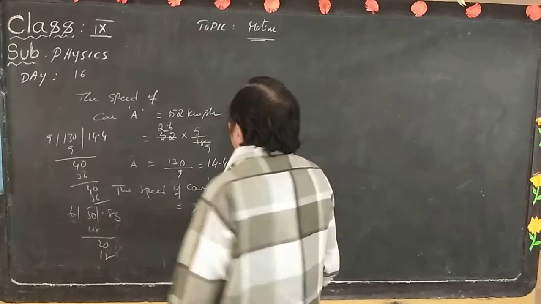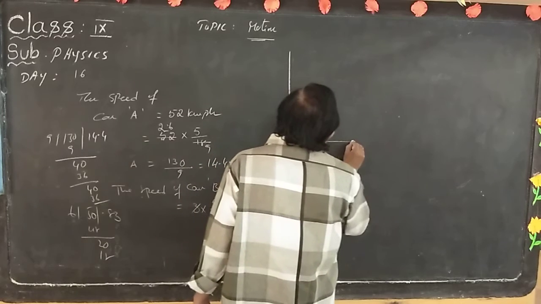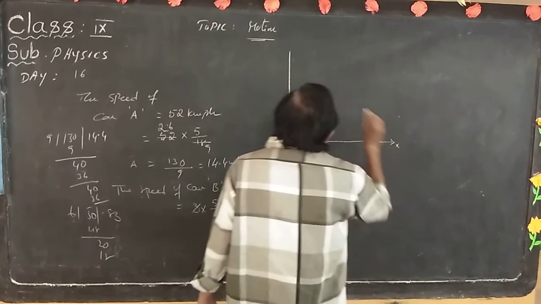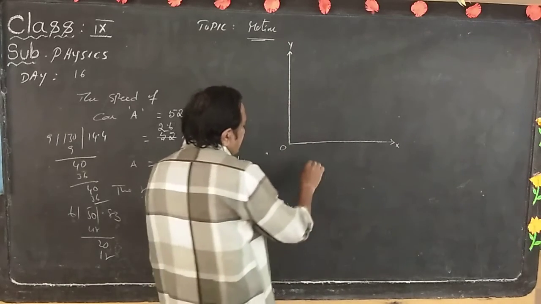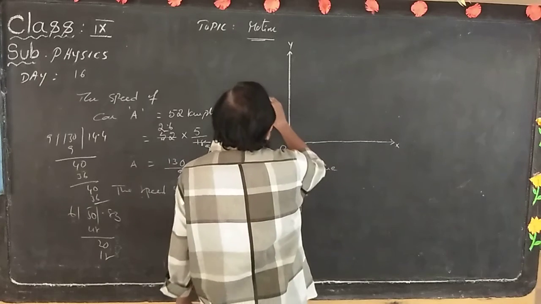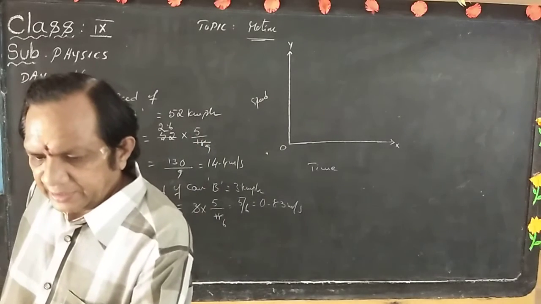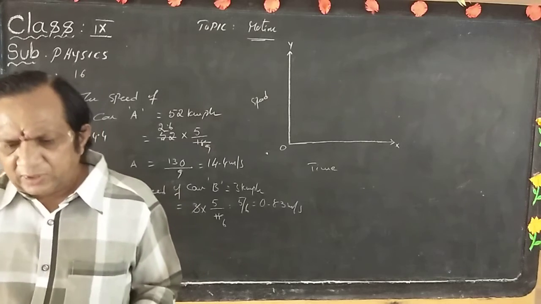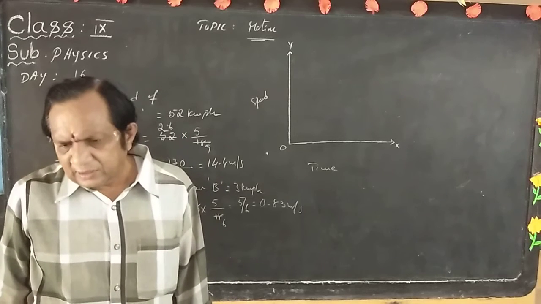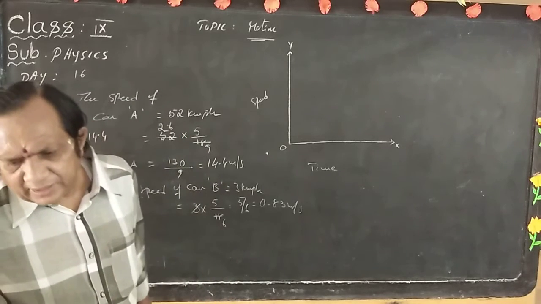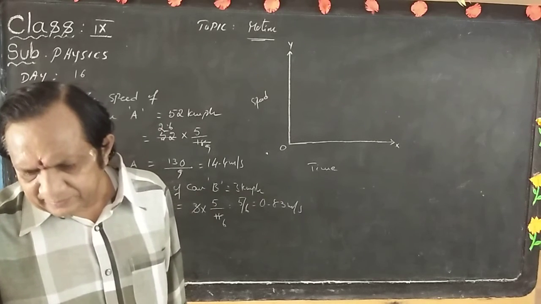So, to plot the graph, it's an x-axis, it's a y-axis, origin 0. The x-axis to consider time, the y-axis to consider speed. So the time-speed graph we have to consider here. Now, time to take on the x-axis: 5 seconds, 10 seconds, like that to be considered.